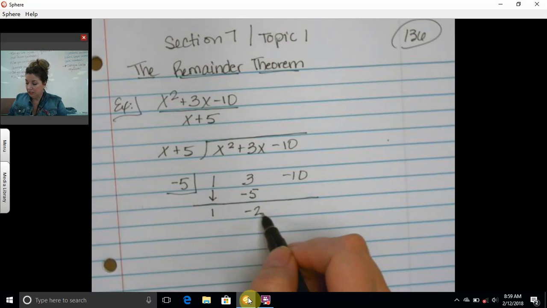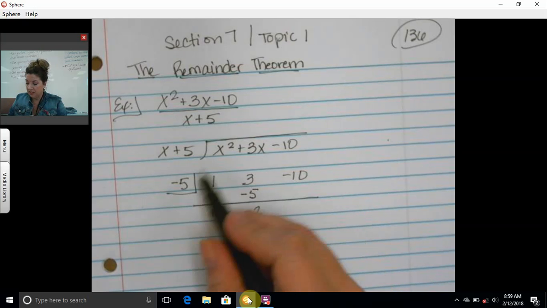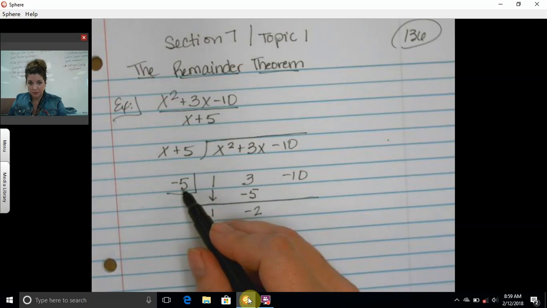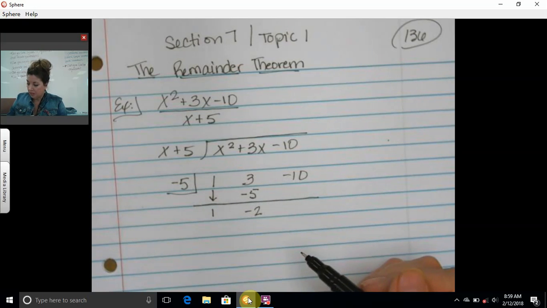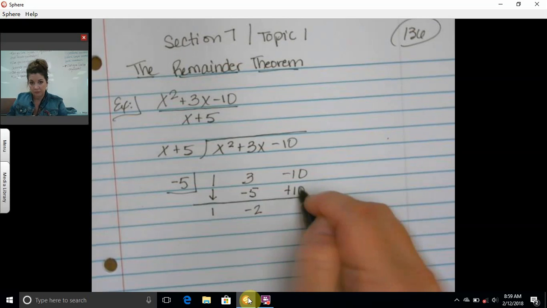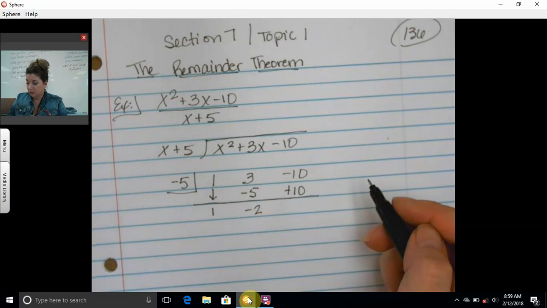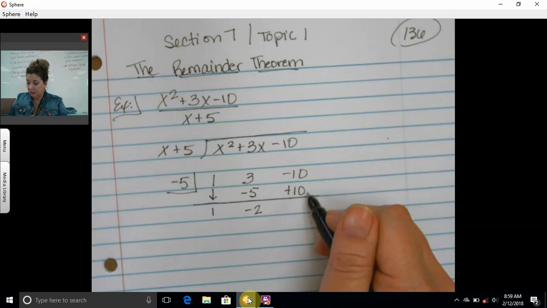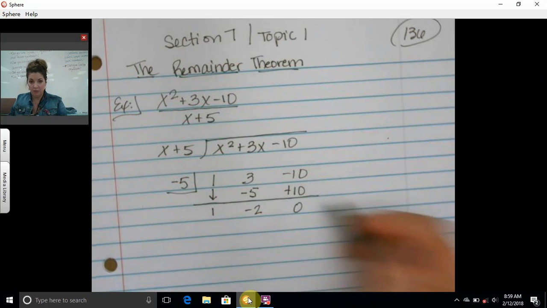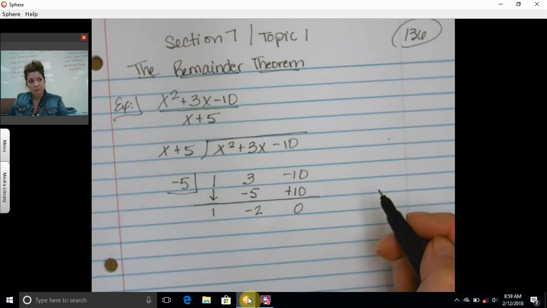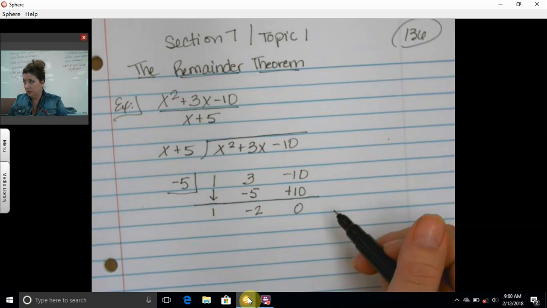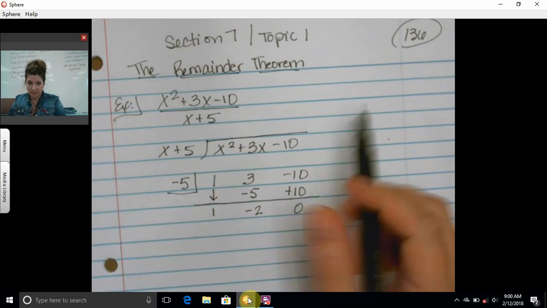Then we multiply all over again. What's negative 2 times negative 5? Positive 10. Then add or subtract whatever the signs say. A negative 10 plus 10 is 0. So this is not my answer. 1, negative 2, and 0 is not my answer. I need some x's in there.